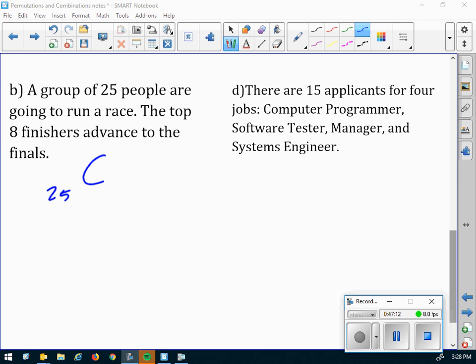25 choose 8. There are 15 applicants for 4 jobs: computer programmer, software tester, manager, and systems engineer. Is Chloe getting the job for computer programmer the same as Chloe getting the job for manager? No. So order matters. Good. 15P4.